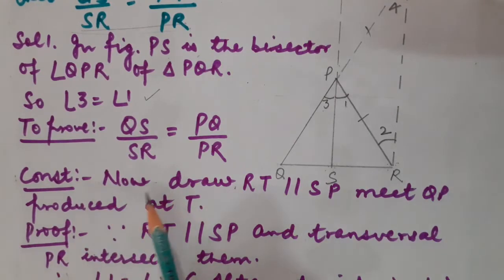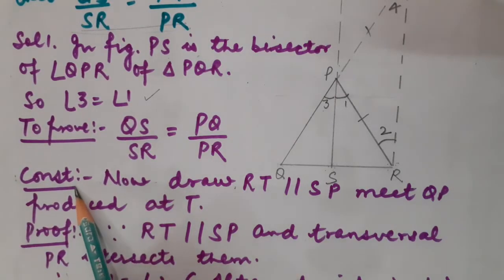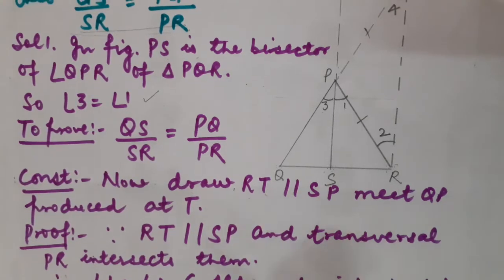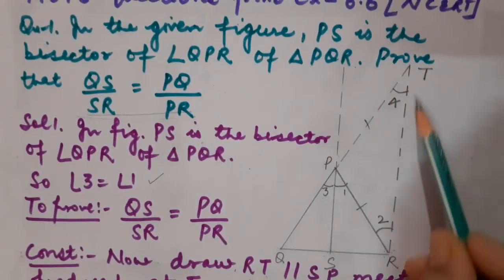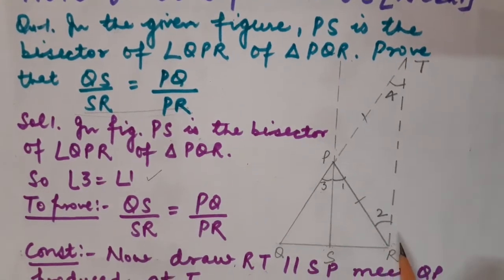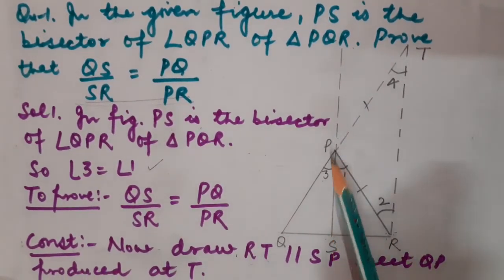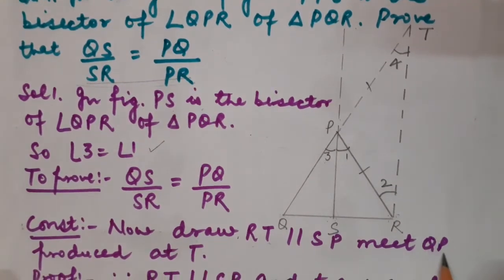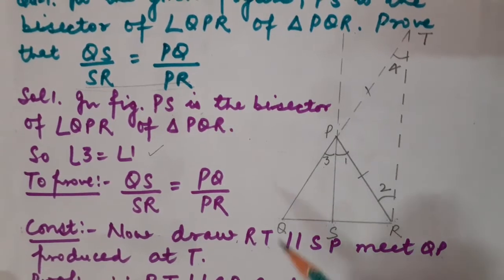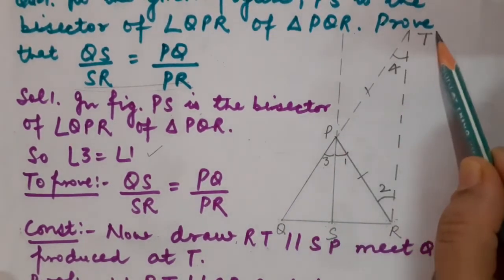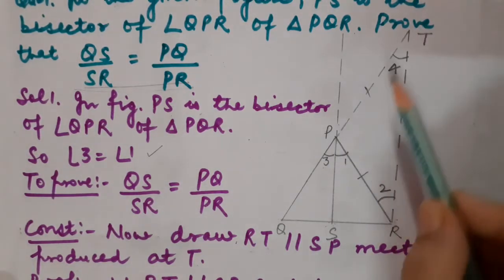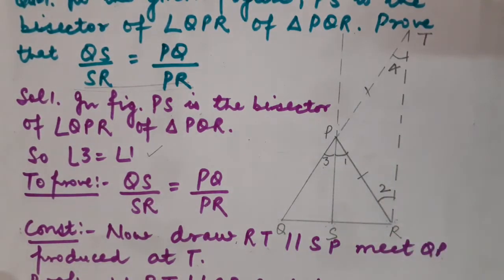So first of all, children, I am going to do some construction. Now draw RT. This is RT, which is the dotted line, parallel to SP, and it meets QP produced at T. This is QP. I am going to produce QP, and this line RT is going to meet it at point T. Got it?